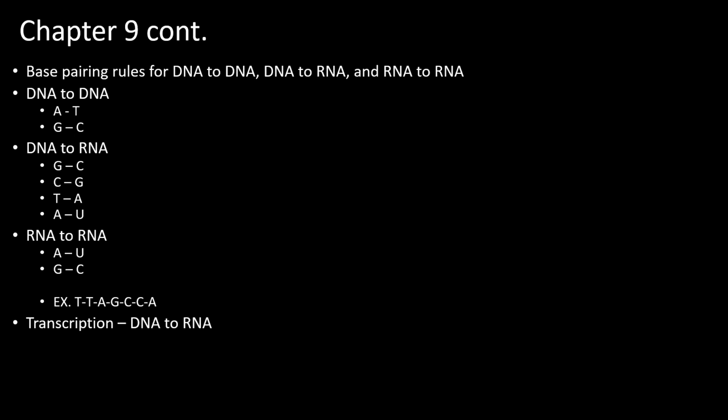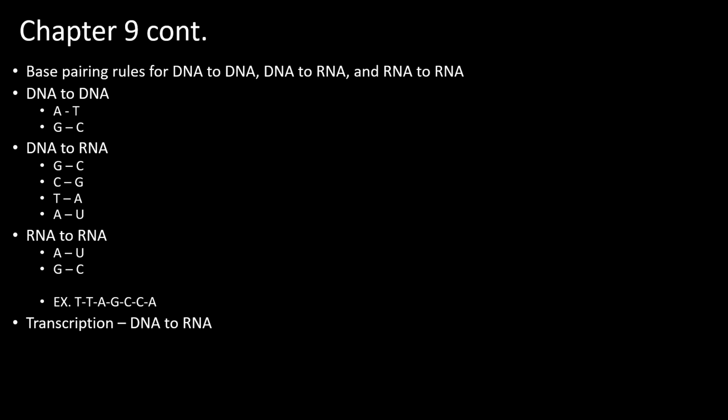Now this is when it gets a little trickier. When we have DNA to RNA, G pairs with C and C pairs with G just like normal. We also see that if DNA has a T, RNA will have an A just like normal. The difference here is that if DNA has an A, RNA has to have the U because RNA does not contain thymine. It does not have the T. Now, when we look at RNA to RNA, A always pairs with U and G always pairs with C.